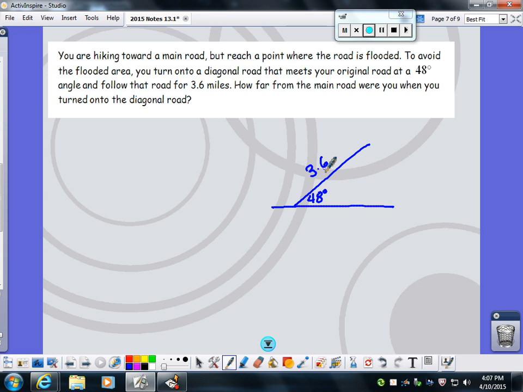All right, so we're going to be looking for this distance here. That's our unknown, that's our x that we were looking for. All right, so how are we going to set this up? Look at what we've got. Here's our reference angle that we're using, our 48 degrees.